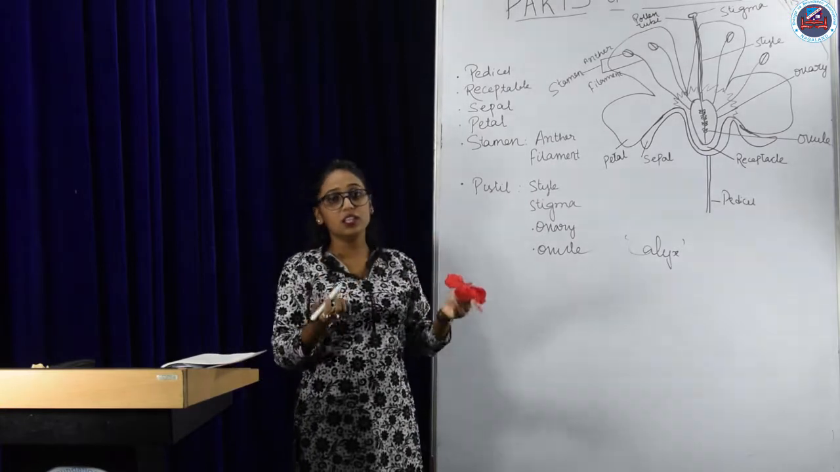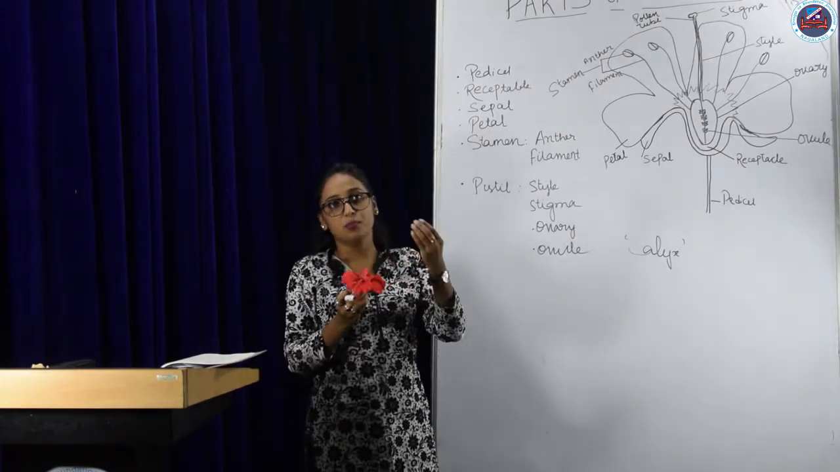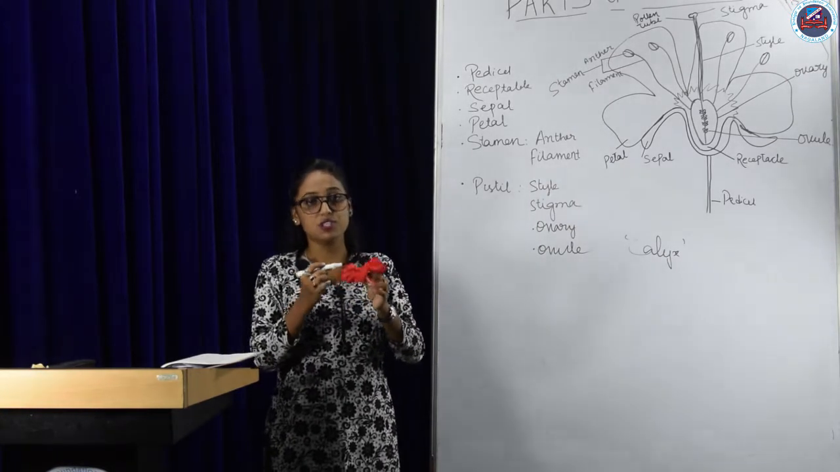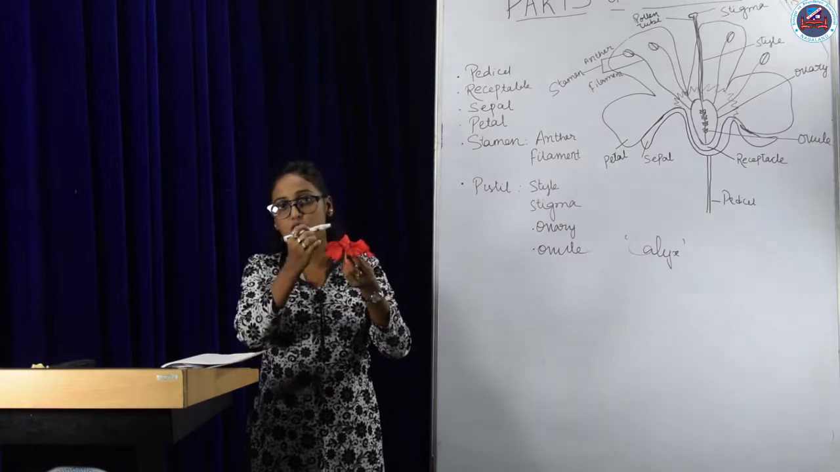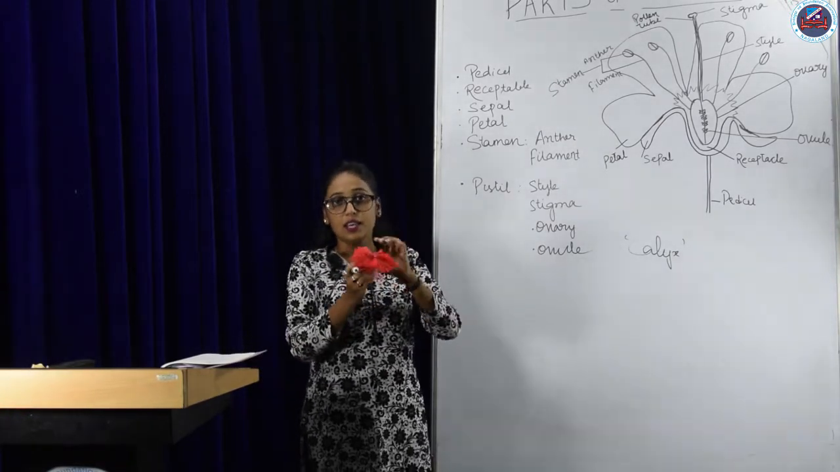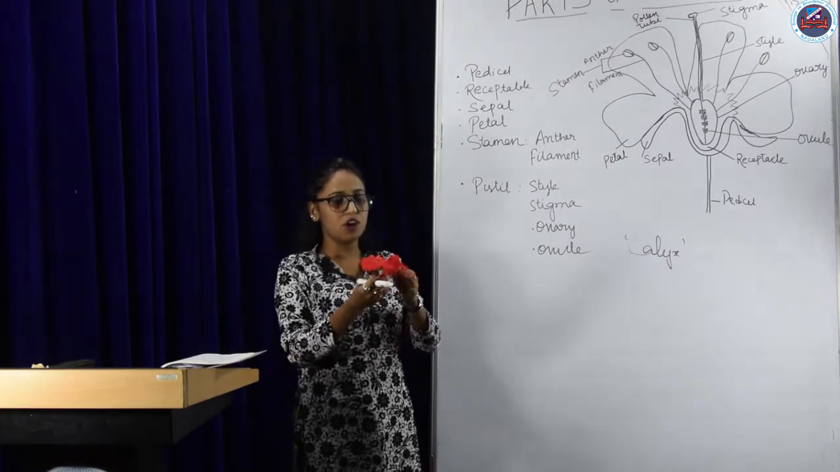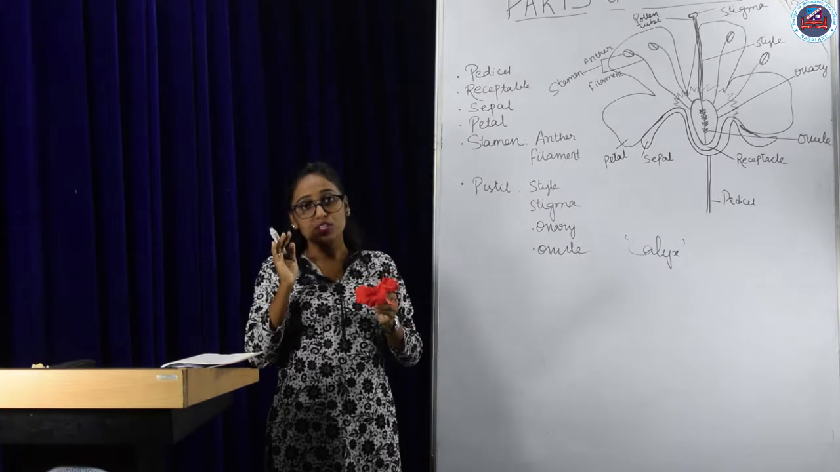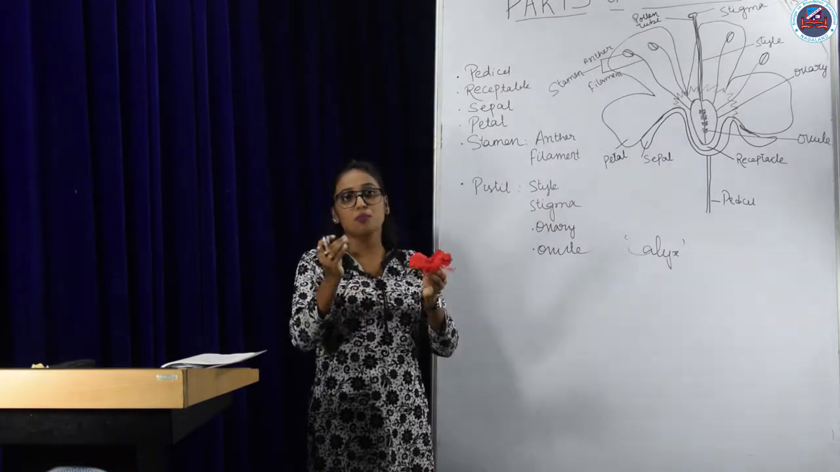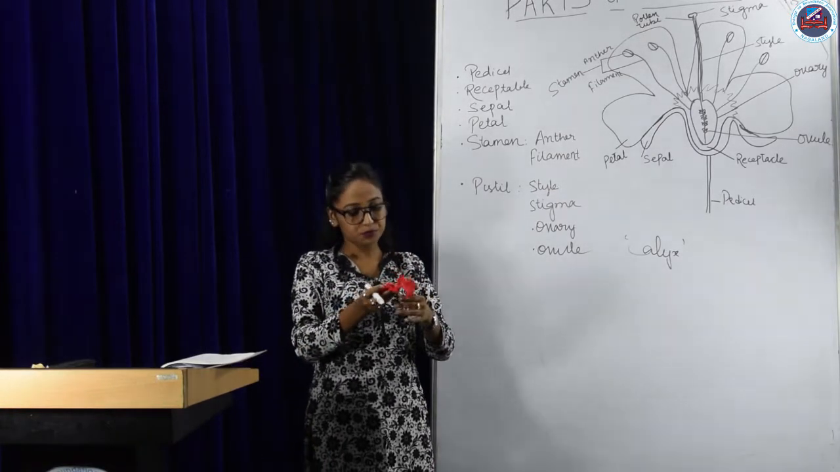Now why are they brightly colored? Their main function is to attract insects, birds, bats, etc., so that pollination can take place in the flower. You should keep in mind that flowers are brightly colored because their main function is to attract insects and small birds, so that they can pollinate the flower.